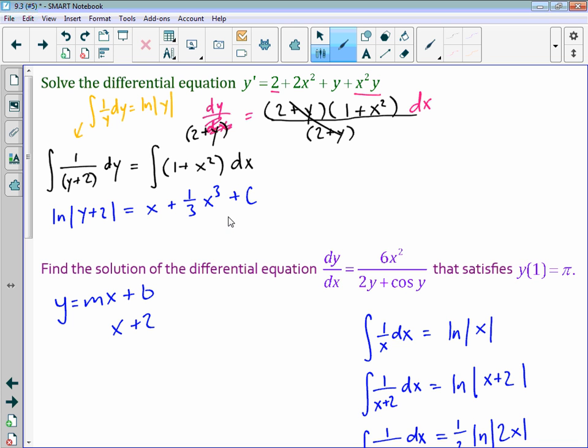Now, if we're trying to solve this for y equals, who knows what to do? Anybody? How do I get rid of a natural log? You would go e to that power, right? So we're going to go e to this power is equal to e to this power. Okay, so that's called exponentiating both sides. So what happens on this side if I go e to that power? The natural log cancels, so it's just y plus 2 and its absolute value.